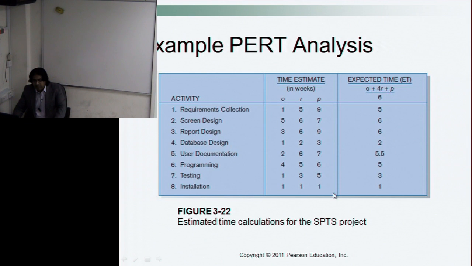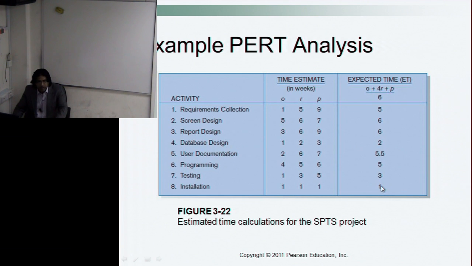Once these week times are given, you can calculate the expected time for each task. Now, the expected time for requirements collection is about 5 weeks, neither 1 week nor 9 weeks, but 5 weeks. This is 6 weeks, 2 weeks, it is 5.5 weeks, 5 weeks, 3 weeks and 1 week.